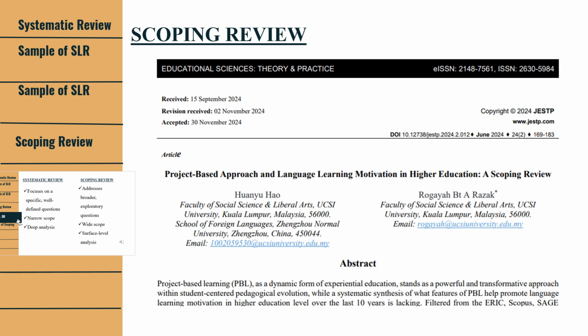Now, what it has in common with the previous sample is that just like the previous sample, it also set its own criteria. Like for instance, it only includes searches on ERIC, Scopus, SAGE journals, Web of Science, and ProQuest databases. However, unlike in the previous sample, this type of review deliberately omits formal quality assessments of the included studies. So it did not delve deep into the studies included in its analysis.